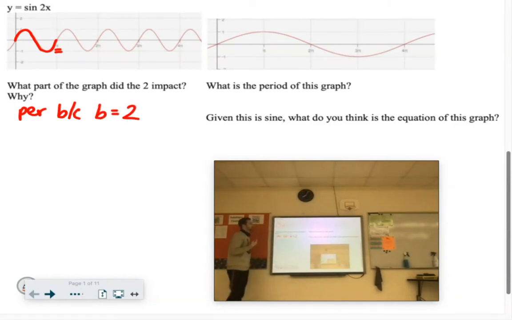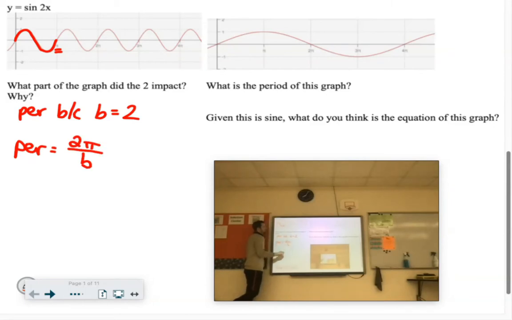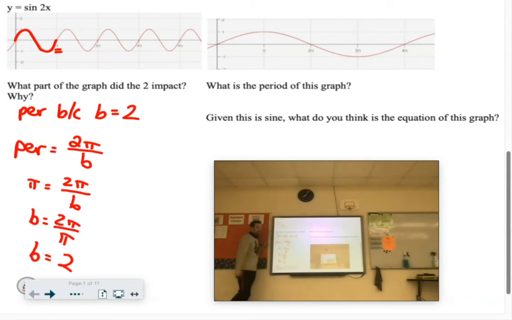Now, eventually, you're going to have to come up with equations for these graphs. So remember that the period, you always do 2 pi divided by b. So if we knew that the period was pi, we'd say pi equals 2 pi over b. You can do the old switcheroo with the pi and the b. So b would equal 2 pi over pi, which would help us figure out that b equals 2. But I mean, they gave it to us. But eventually, we're going to have to figure that out.